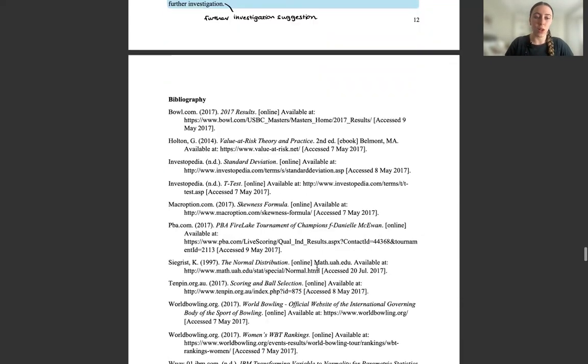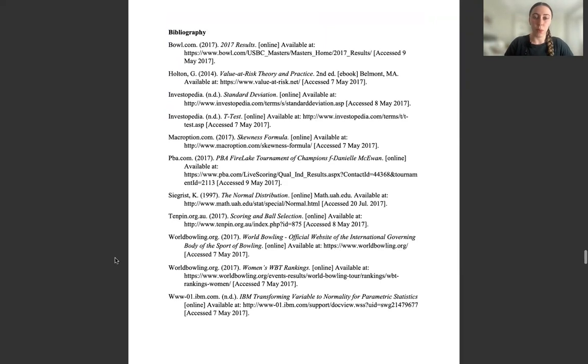So you can see as well, just here, I have a whole bibliography from where I was investigating not only bowling and getting those scores, but also looking up the T-score formula and the skewness formula, just because that isn't part of the IB course.